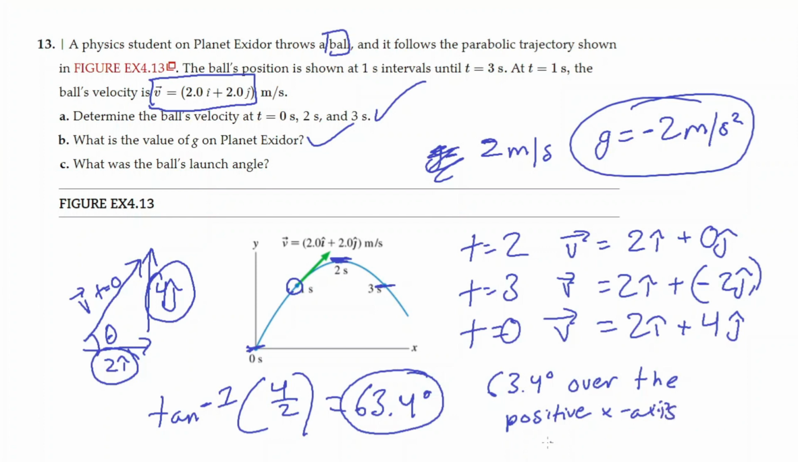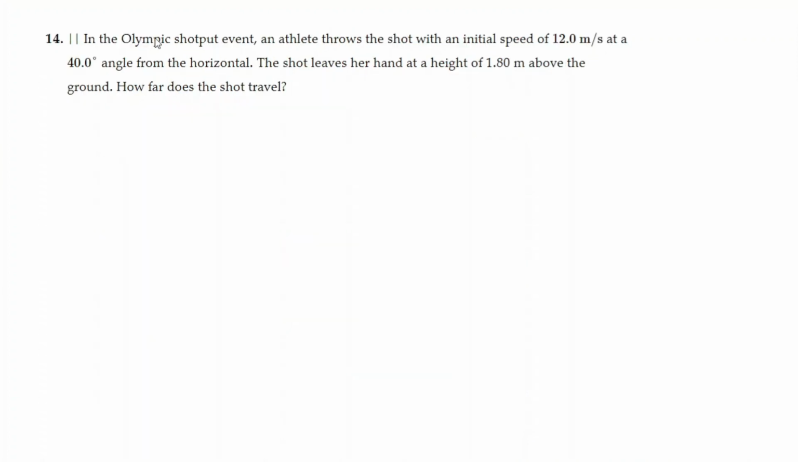And that could also be your final answer. All right, so let's move on to number 14. In the Olympic shot put event, an athlete throws a shot with an initial speed of 12 meters per second at a 40-degree angle from the horizontal. The shot leaves her hand at a height of 1.8 meters above the ground. How far does the shot travel?